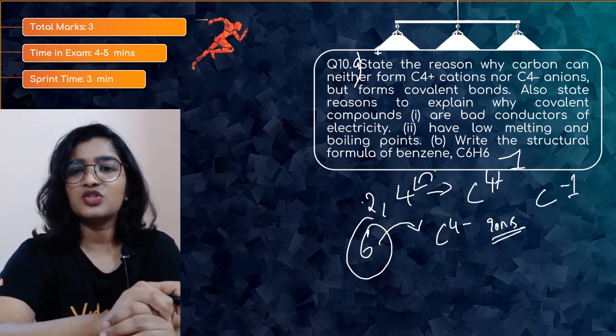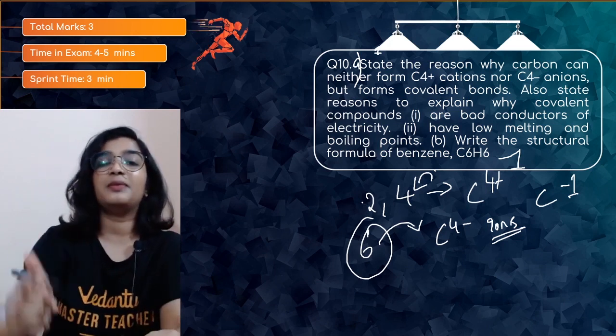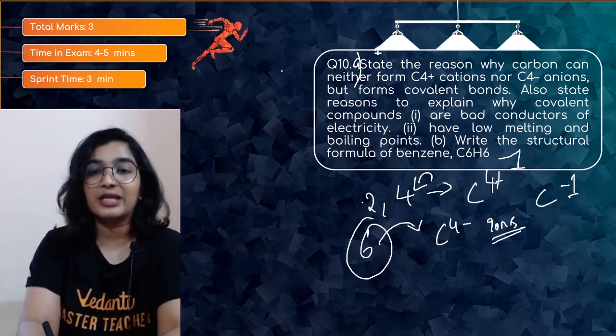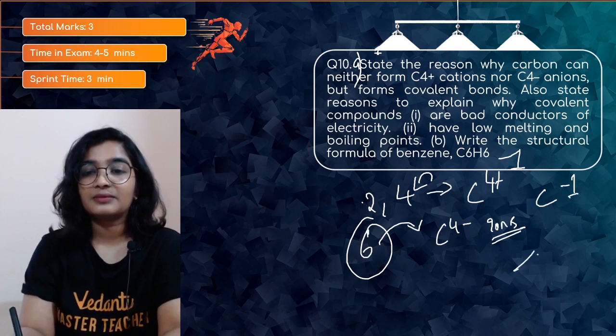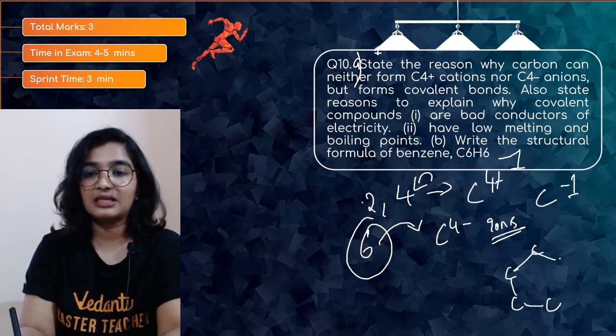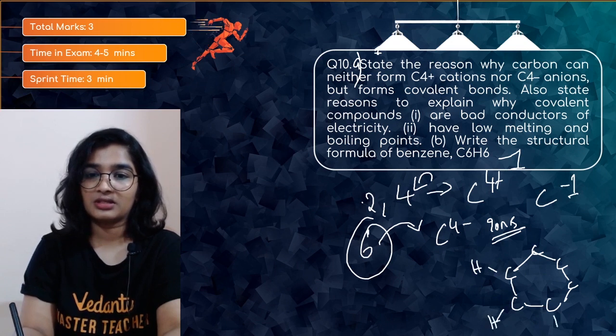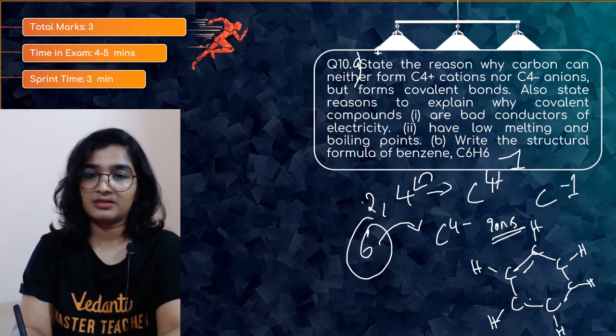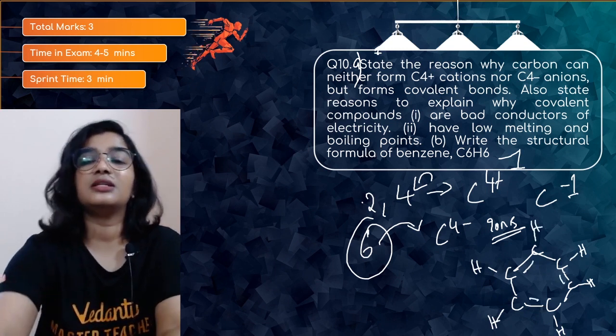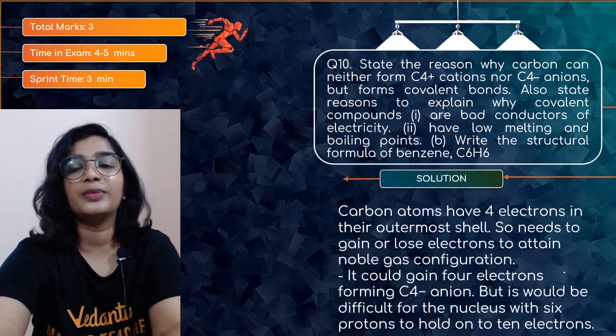Next question is, write the structural formula of benzene. People, benzene is a cyclic compound. Yes, you remember? So C, C, C, C, C, C, okay? H, H, H, H, H, H, with alternate double bonds. So this is the structural formula of benzene.